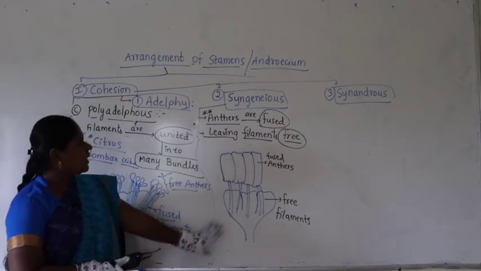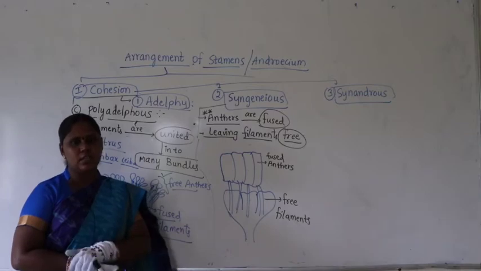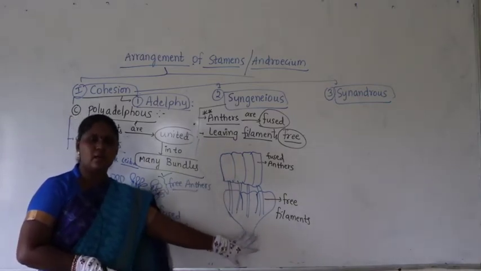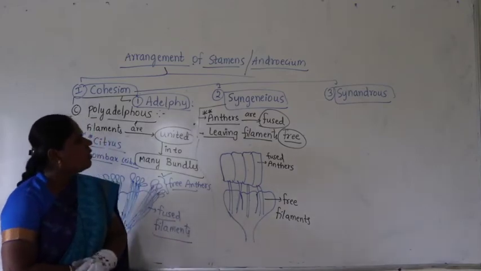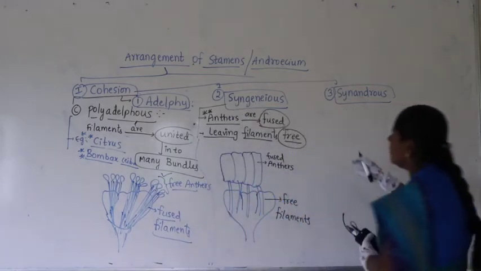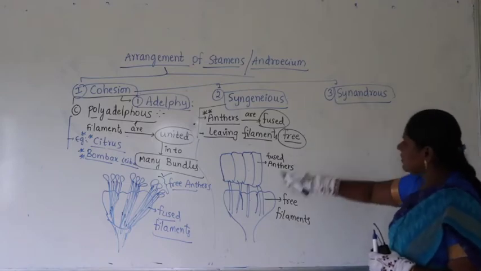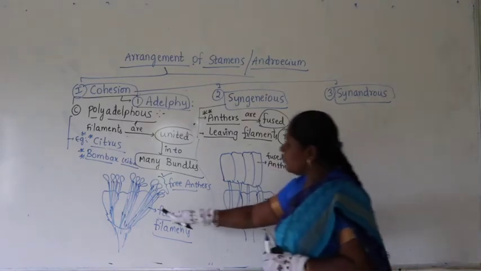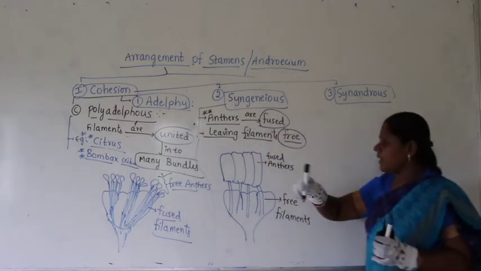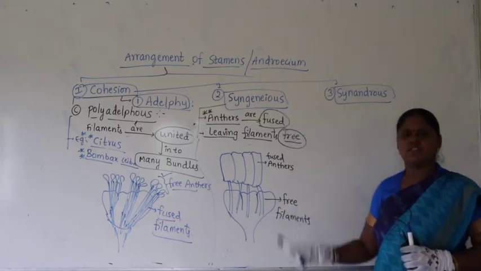Right. Now such a condition we find in the case of what? Syngenesis. Syngenesis means we find the condition of fused anthers but filaments completely free. Now if you take quite the reverse, in this case fused filaments and free anthers, it is called Adelphi. Reverse, if anthers are fused and filaments are free, that you find in the case of Syngenesis.